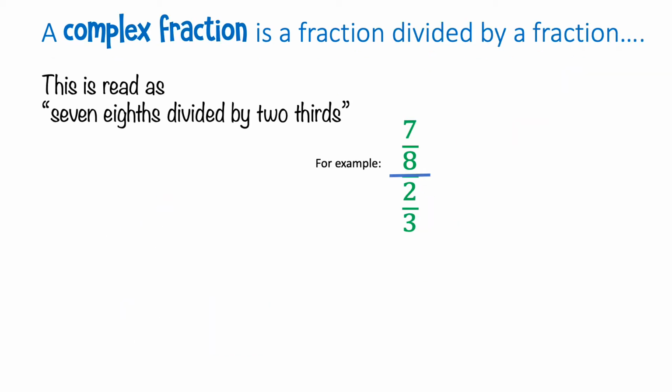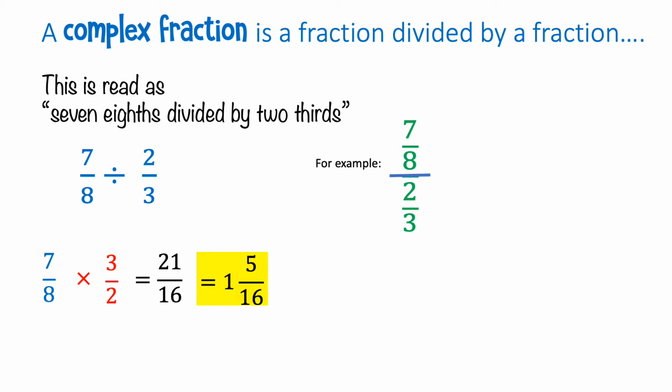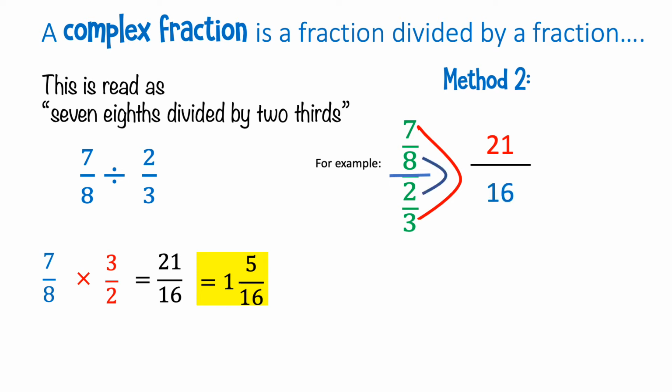Here's another example. 7/8 divided by 2/3. So we can keep, change, and flip. Multiply by the reciprocal. Now we multiply across and we get 21/16. 21 divided by 16 gives us a mixed number of 1 with 5/16. So 1 and 5/16. We can use method 2 here. So we multiply. 7 times 3 equals 21, and 8 times 2 is 16. Divide, and we have 1 and 5/16. Again, the same answer, just two methods for solving a complex fraction.